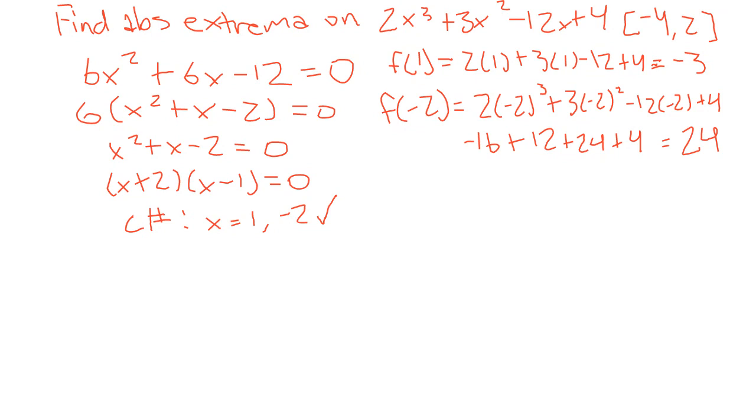Our next step is to plug in our endpoints into f as well. So we are going to get f of negative 4 equals 2 times negative 4 cubed plus 3 times negative 4 squared minus 12 times negative 4 plus 4. Give me just 1 second, please, while you guys work on that.